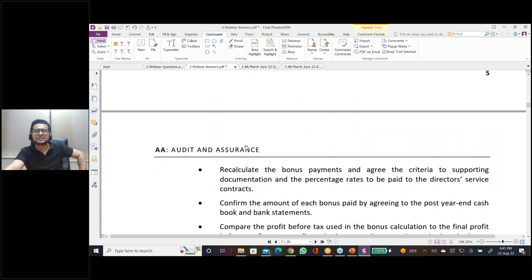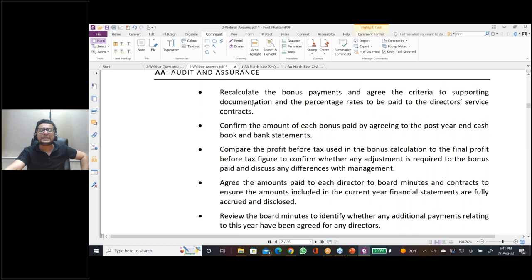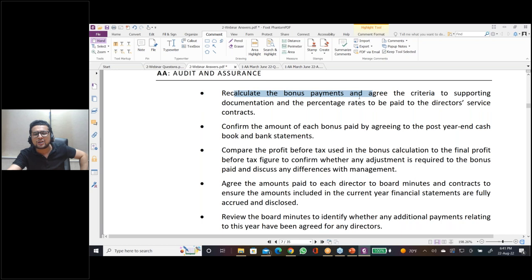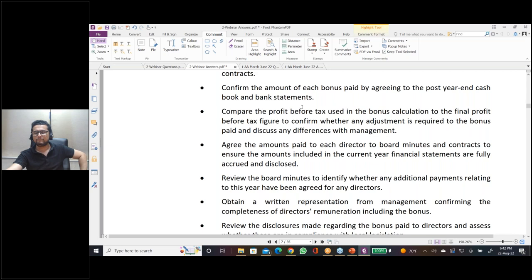For example, out of so many directors, I've selected one director called Fatma, and I'm going to recalculate the bonus payment and agree the criteria to supporting documents such as the director's service contract. Make sure that the bonus is in line with the service contract. Make sure the bonus is not overstated, not understated. Moreover, confirm the amounts of the bonuses with the post year end bank statement and cash day book. Make sure if the bonus was recognized as 2 million, the bank statement and cash day book is reflecting 2 million. It should not reflect 2.5 million. It should not reflect 1.5 million.